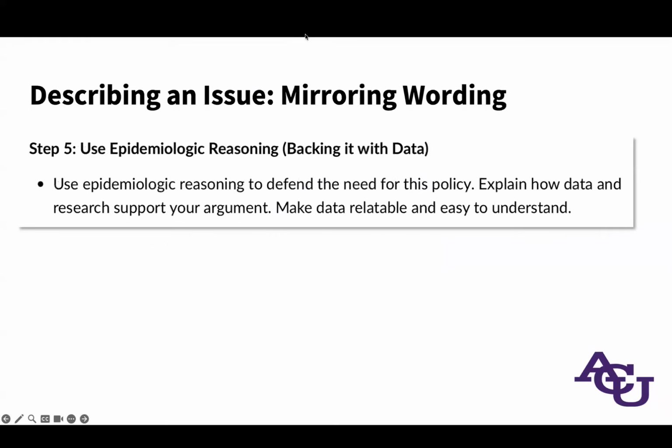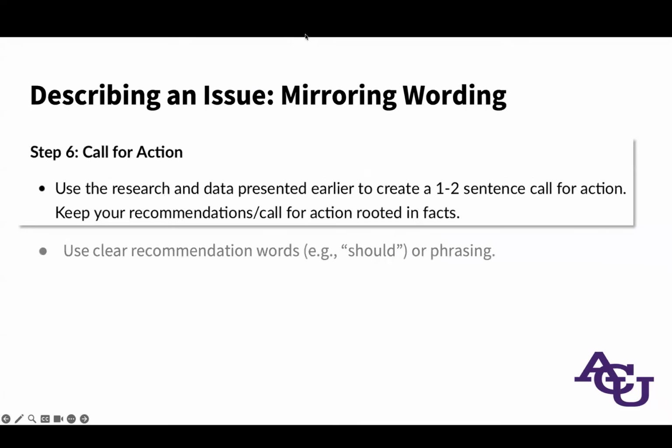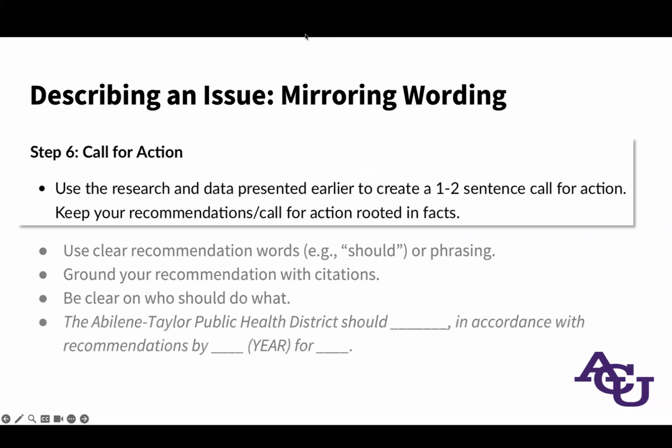Now, if we look at the specific instruction, okay, we want to make sure that it is clear that we are doing that recommendation. And so you want to use words that we recognize clearly as that, like should. For example, you might say, oh, the Abilene-Taylor Public Health District should, whatever you're recommending, in accordance with recommendations by this author for whatever it is you're talking about.